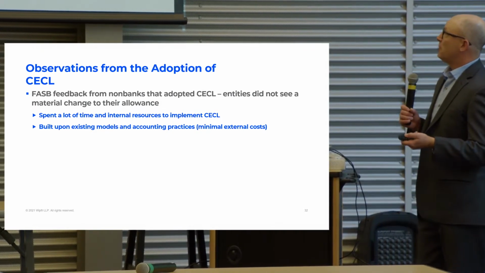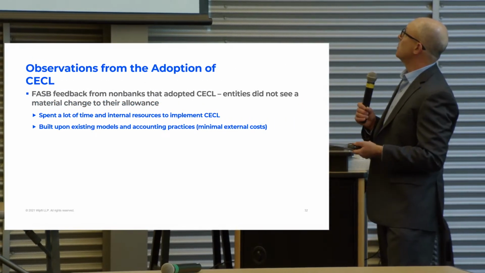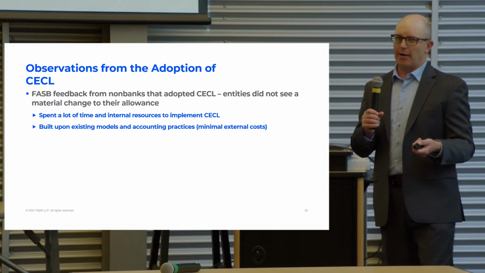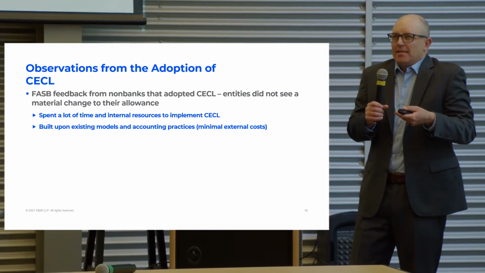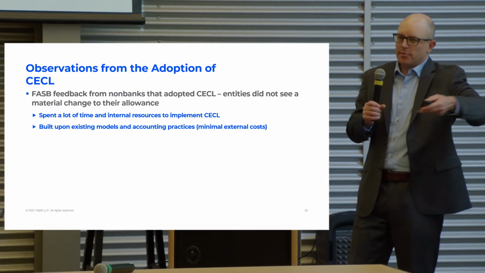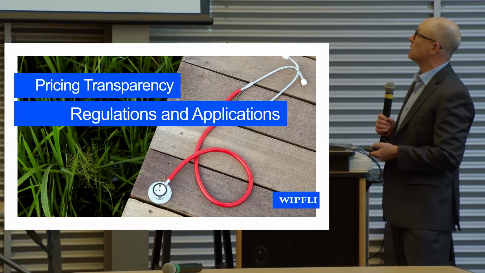So feedback that the FASB got from non-banks: as you can imagine, for banks this is pretty impactful, right? Because making loans and accounting for credit losses is a big part of their business. Non-banks that have already adopted CECL did not see a huge change to their allowance. This is what I was saying earlier: we don't expect huge, material, seismic shifts in your allowance, but again, it's something you're going to have to be aware of and bake into your accounting policies.